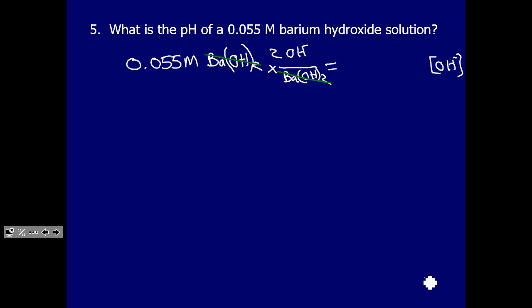0.055 times 2 is what? 0.11? 0.11 moles per liter of OH minus. All right, now I'm back to the problem I was doing a minute ago. From OH concentration, what can I calculate? I get the pOH, then I subtract from 14, and I'm done with the problem.